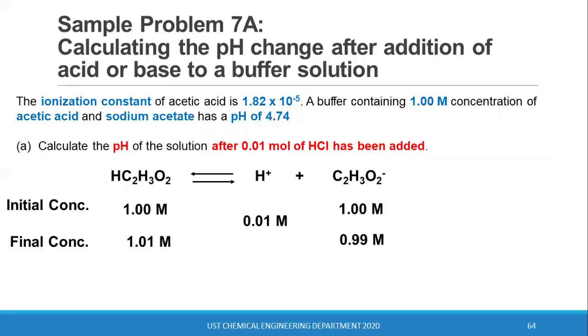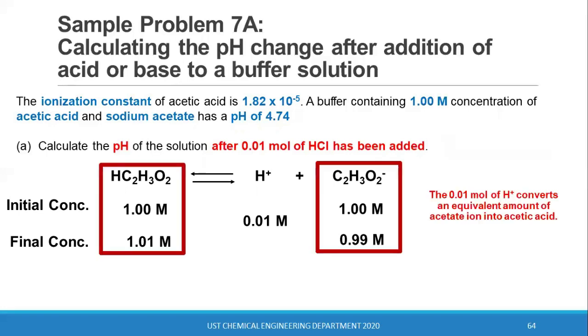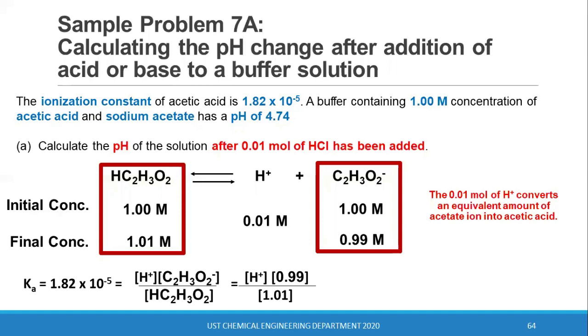Listing the initial and final concentration of the species, we have, focusing our attention to the red boxes. It can be observed that the 0.01 mole of H plus converts an equivalent amount of acetate ion into acetic acid, resulting to 0.01 molar increase in the final concentration of acetic acid and a 0.01 molar decrease in the final concentration of the acetate. Writing the Ka expression and substituting the values, we will arrive at the pH equal to 4.73.